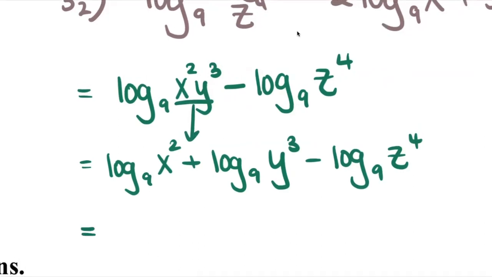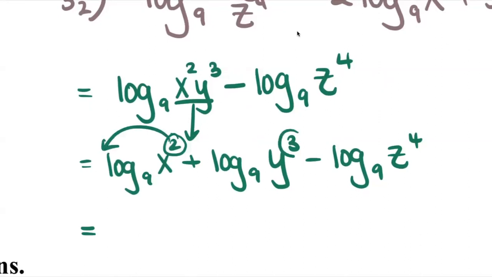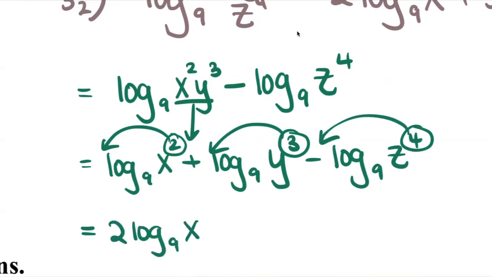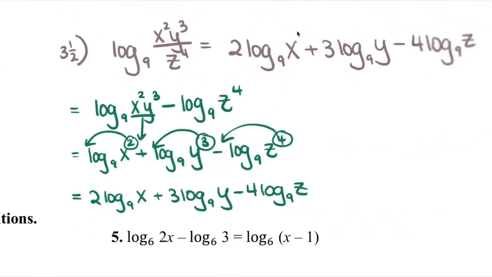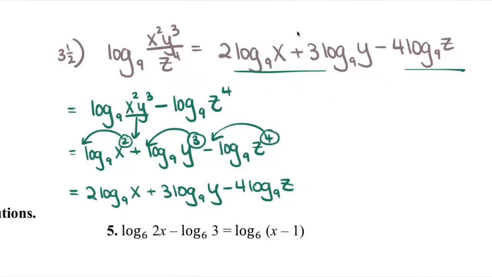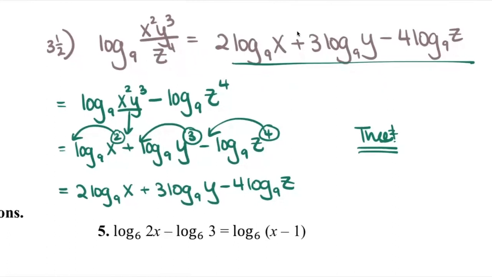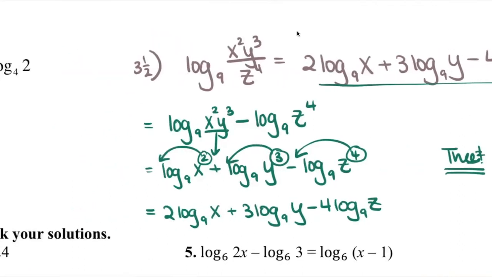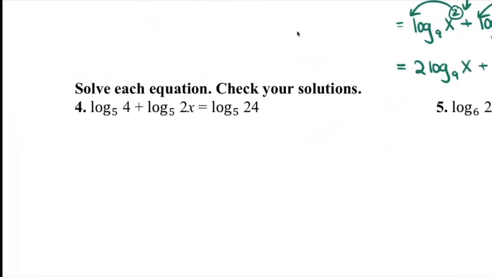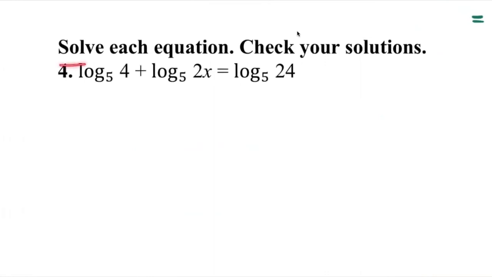And now using the third property, I can bring these exponents all down. So 2 log base 9 of x plus 3 log base 9 of y minus 4 log base 9 of z. And I believe that is exactly what this one is. So that is true. I like that example because it actually has all three properties used in there. Let's go ahead and use those properties now to solve equations with logs.